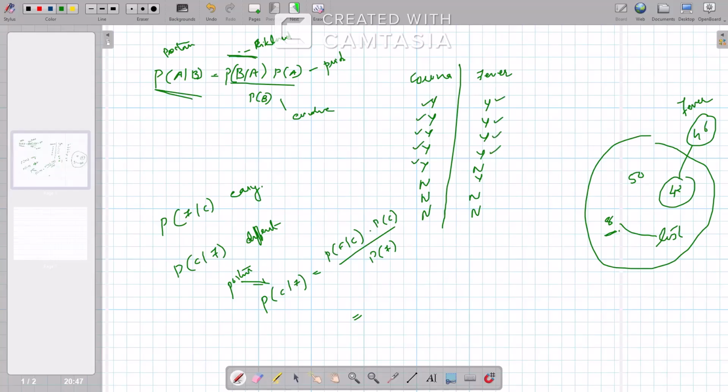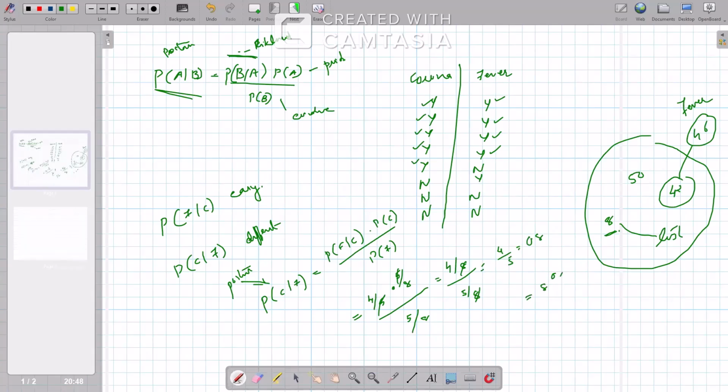Yes. So it is 4 by 5 into the probability of corona among 8 people. 5 of them are having corona, right? And what is the probability of fever? 1, 2, 3, 4, 5, 6, 7, 8. Among 8, how many fever people? Fever is 5. 5 by 8. So that is 4 by 8 divided by 5 by 8. The 8 is cancelled. 4 by 5, which is equal to 0.8.